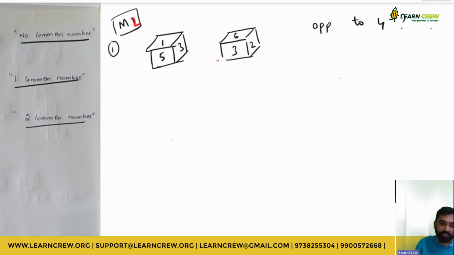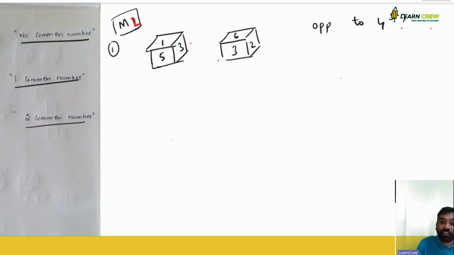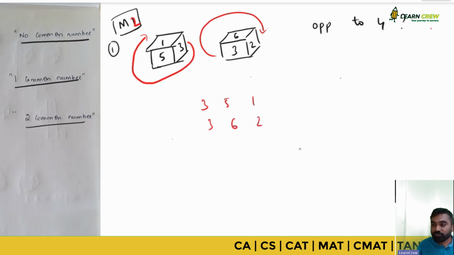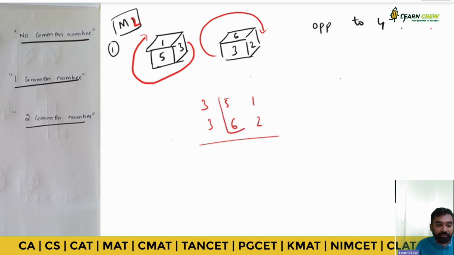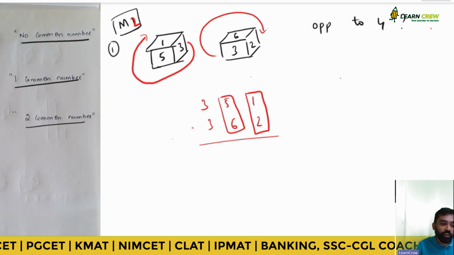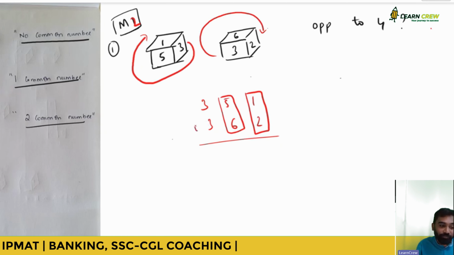First method. What I thought, go clockwise from the common digit. Start from here, go clockwise. Start from here, go clockwise. Right? Start from here, go clockwise. 3, 5, 1. 3, 6, 2. Yes. So what is opposite to 5? 6. What is opposite to 1? 2. So opposite to 3, 3 cannot be there. 4 has to be here.